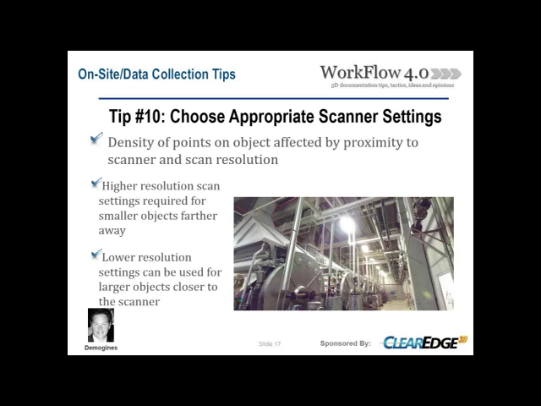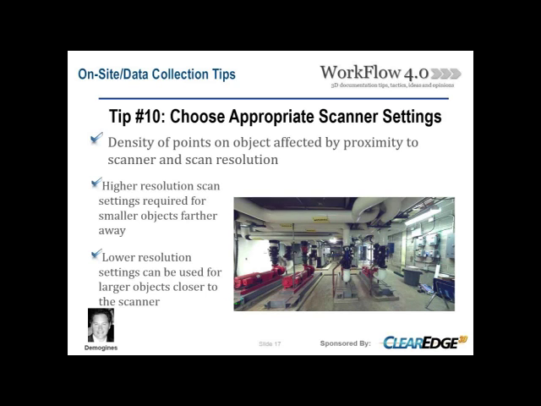Tip number 10, choose appropriate scanner settings. So for this, I tend to interchange density and coverage, but coverage, I mean the area of the scan, so the actual environment, the different positions. Density refers more towards the number of points in a given area of an object. So the example here is that higher resolution scan settings might be required for smaller objects that are farther away. For example, conduits, small bore piping.